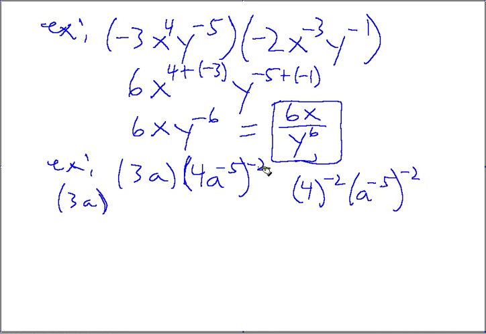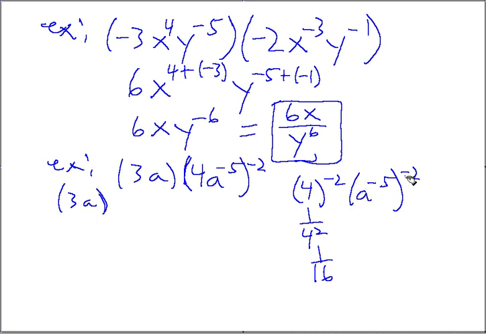So again, I need to apply the negative 2 power to both the 4 and the a to the negative 5th. Both of these factors will have to be taken to the negative 2nd power. Can we see that? All right. 4 to the negative 2, well, we did it earlier, didn't we? That's 1 over 4 squared, which is 1 over 16. So we did that earlier.